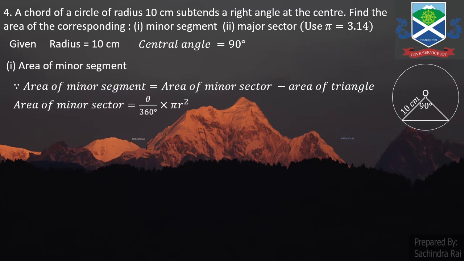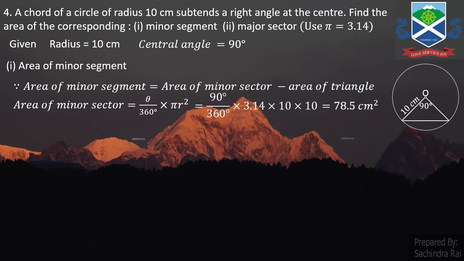So we'll first find out area of minor sector, theta by 360 pi r squared. So when you put the value here, 90 by 360 into 3.14, the value for pi, into 10 into 10, because there is r squared, so we can write the radius 2 times, that is 10 into 10. So when we multiply the numbers and divide by 360, we get 78.5 centimeter square, which is the area of the minor sector.